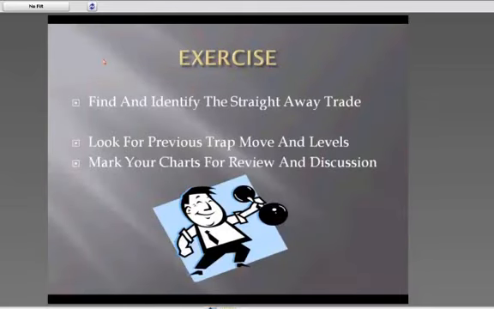Okay. I want you to do this as part of your homework. I don't want you to send it to me right now, right? I want you to identify peak formation high lows. Look for previous trap moves and levels. Mark your charts for my review personally in discussion when you email it to me.